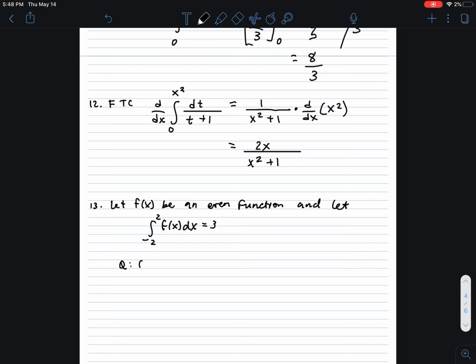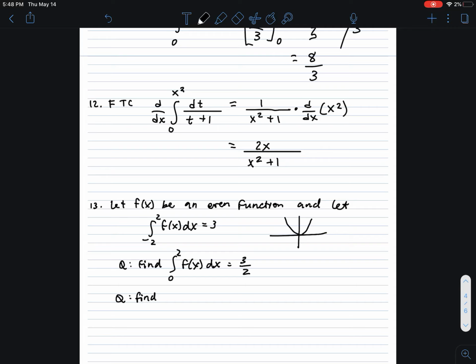First question, find the integral from 0 to 2 of f of x dx. And that's just going to be half. Remember, an even function means that it matches on both sides, right? So if this was the area from -2 to 2, then the area from 0 to 2 should just be half of that, so that should be 3/2.